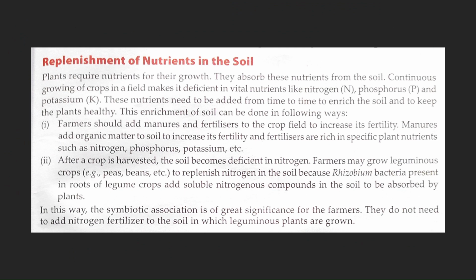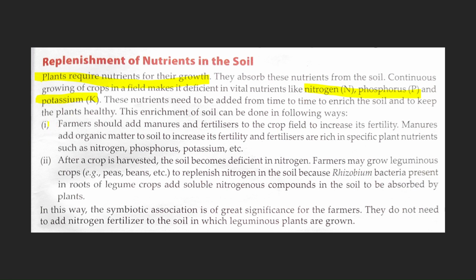Replenishment of nutrients in the soil. Plants require nutrients for their growth. They absorb the nutrients from the soil. Continuous growing of crops in the field makes it deficient in vital nutrients like nitrogen, phosphorus, and potassium. So these nutrients need to be added from time to time to enrich the soil and to keep the plants healthy. The enrichment of soil can be done in the following ways.